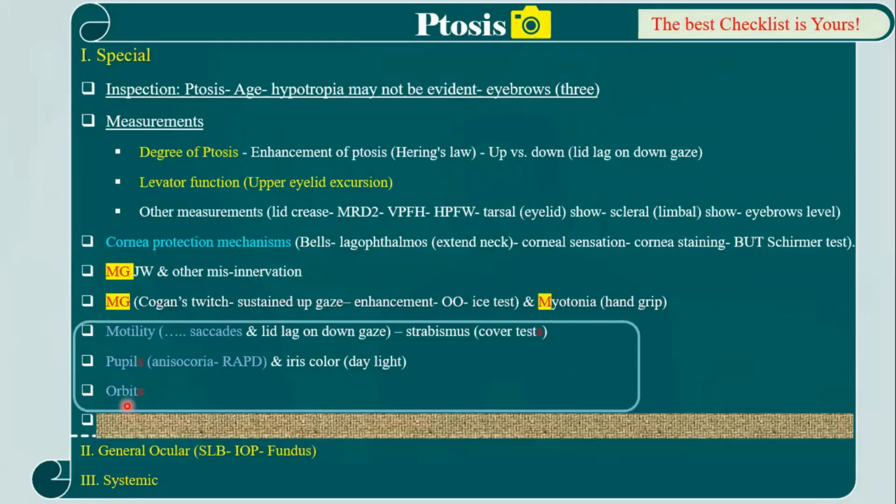So as you can see here, I outlined motility, pupils, and orbits. And if you remember, they are all connected. The connection between ptosis, motility, pupils, and orbits, the four points are closely connected. The last one is about others. It's not relevant in the exam.